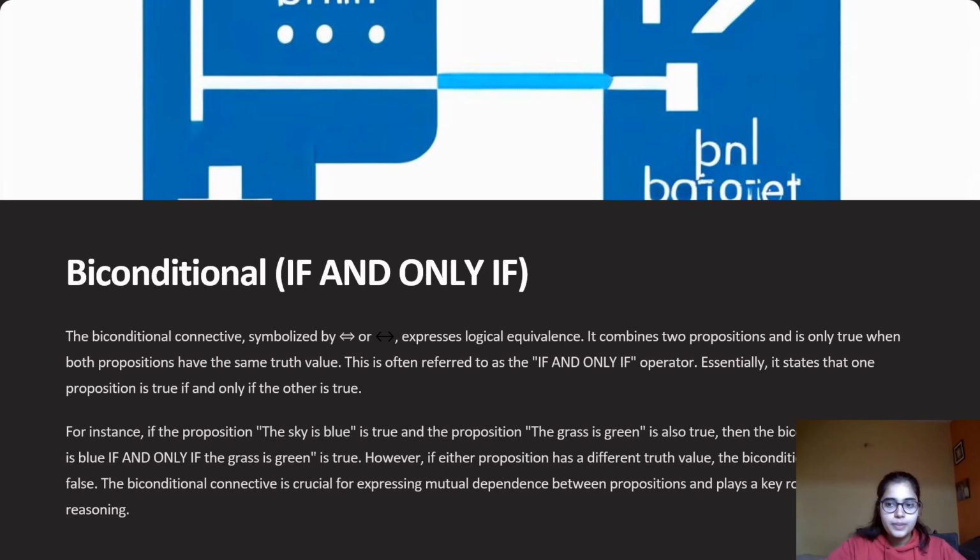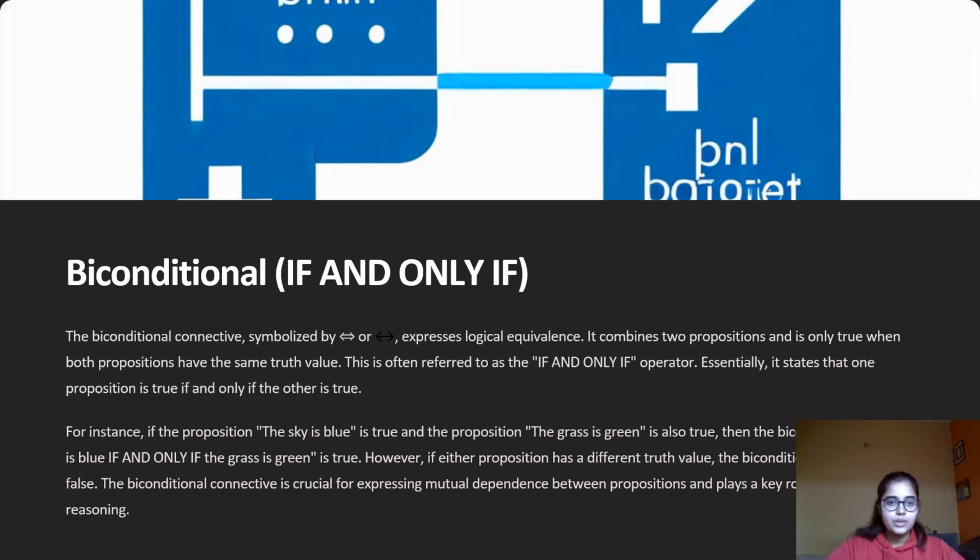Coming to the next topic, that is biconditional, if and only if. The biconditional connective, symbolized by two arrows facing in opposite directions, expresses logical equivalence. It combines two propositions and is only true when both the propositions have the same truth value. This is often referred to as the if and only if operator. Essentially, it states that one proposition is true if and only if the other is true.